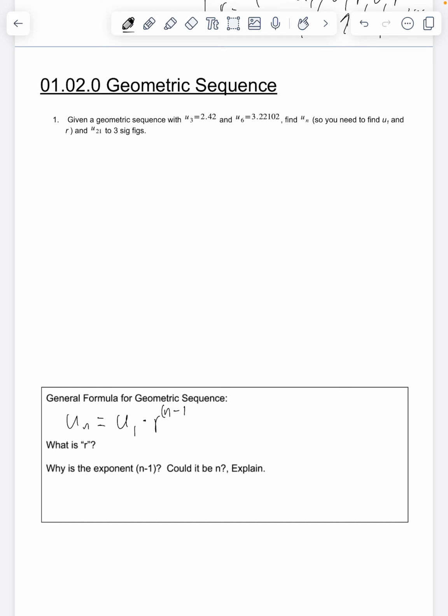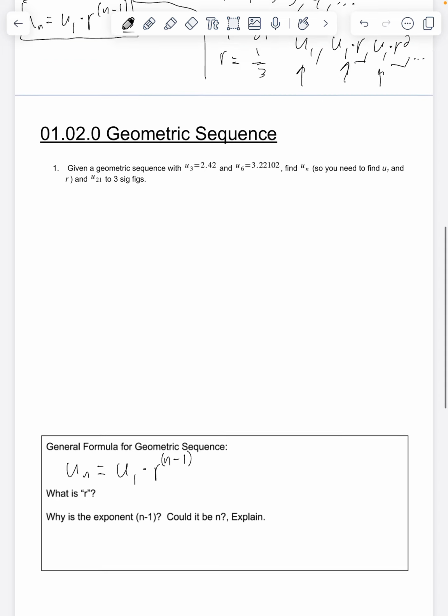You can put that in brackets if you want, or if it's really clear it's in the exponent, it doesn't matter. But it's the first term multiplied by r to the n minus 1. So you plug in 1, the r doesn't matter at all because you have r to the 0, which is 1. You plug in 2, you're going to have r to the 1. 3, r squared, right? So it's always 1 less than the term number you're on.